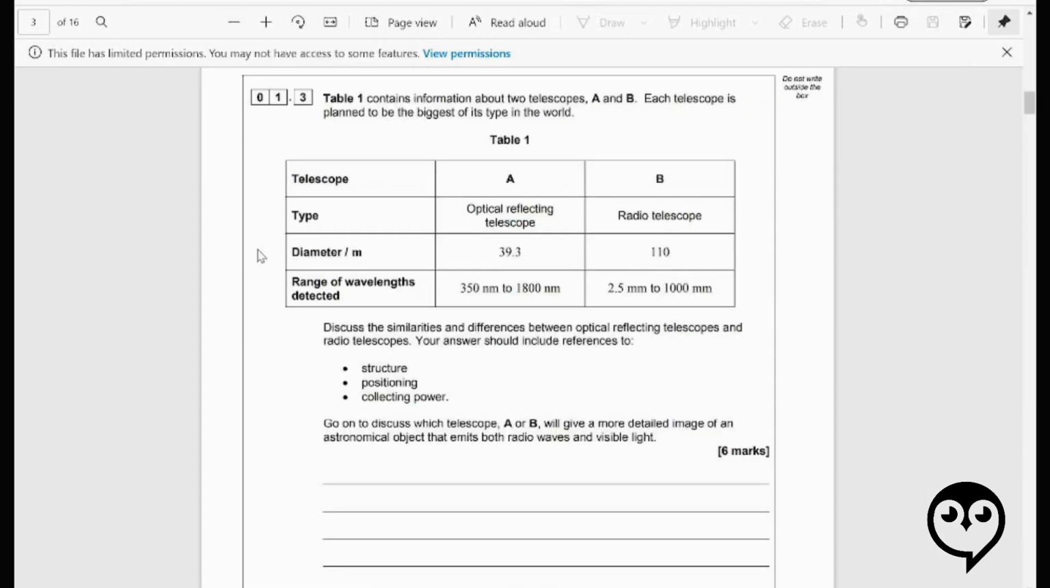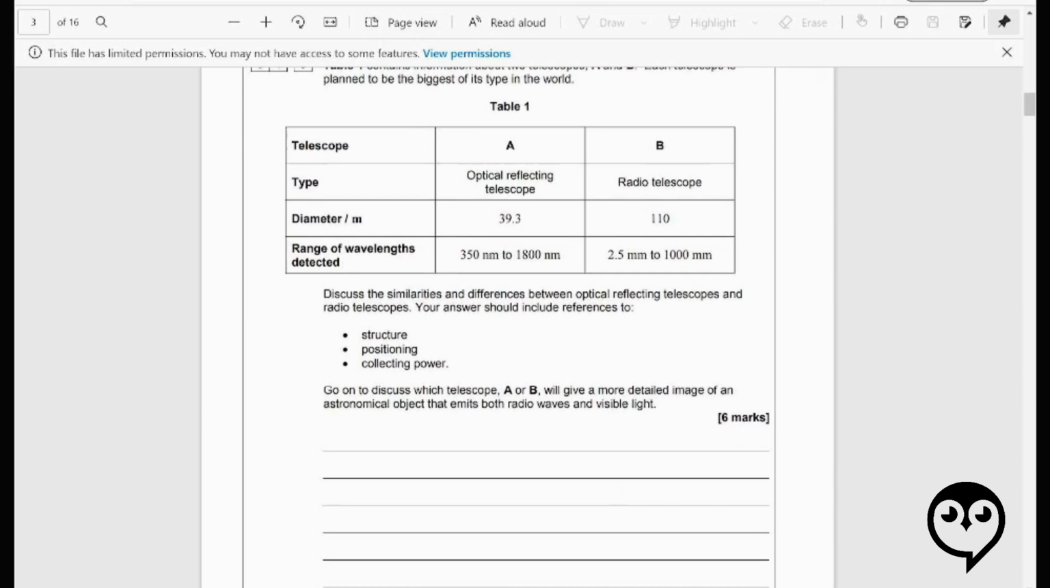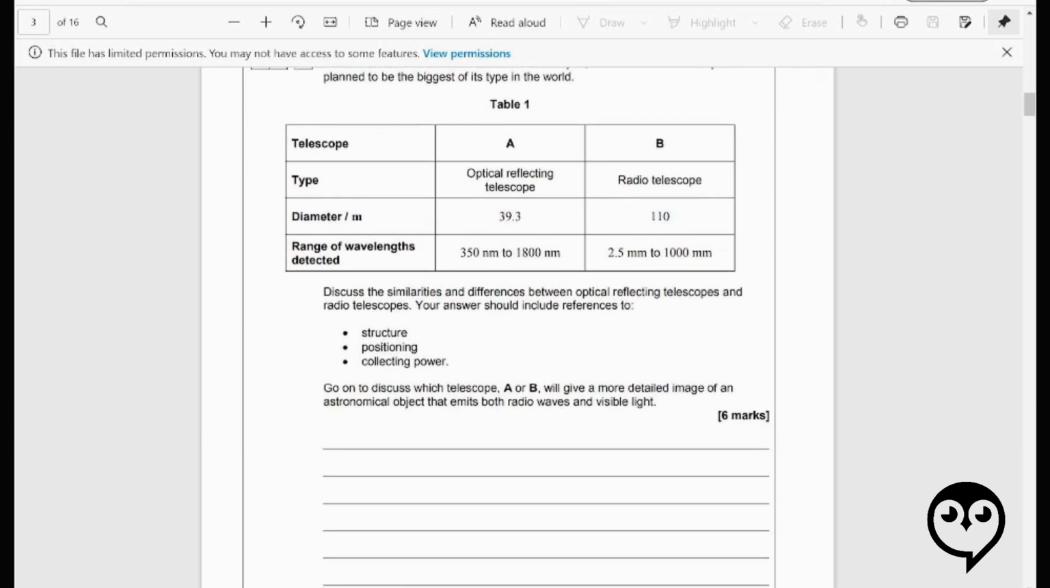Okay, on to the next question here. We've got 2 different telescopes. We're comparing an optical reflecting telescope and a radio telescope. We can see the diameters. We can see the wavelengths that are detected, okay? Discuss similarities and differences between optical reflecting telescopes and radio telescopes. Your answer should include references to structure, positioning, and collecting power, okay? So you could look at that and say, hey, there's 3 things we can discuss, 2 marks each, but read on further. Go on to discuss which telescope will give a more detailed image.